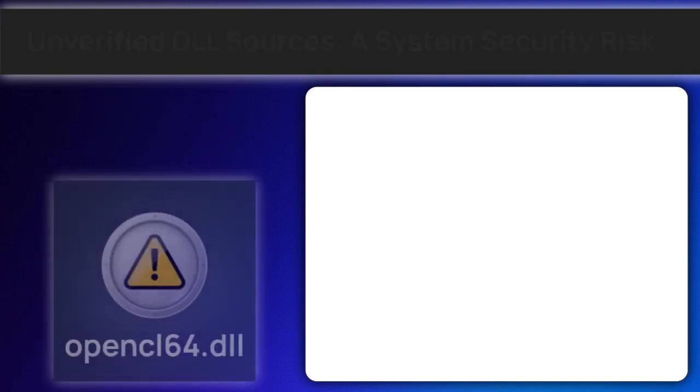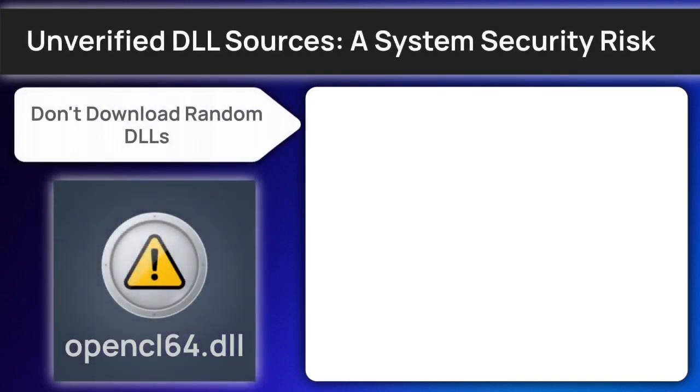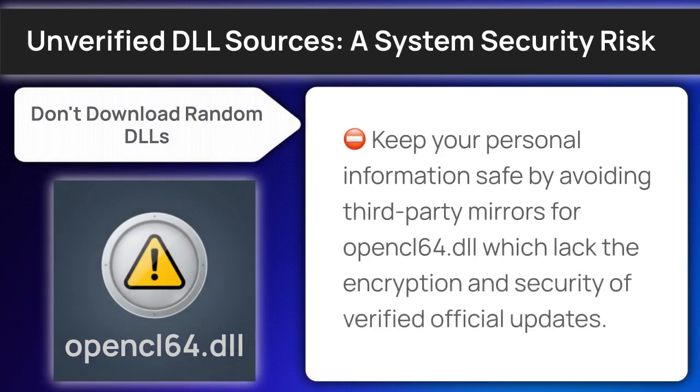I'd like to provide a brief technical warning about the risks of using unofficial file repositories. The version of the Open Computing Language Library 64 DLL found on most download sites is often compiled for different hardware, which can cause your CPU to work harder or crash.